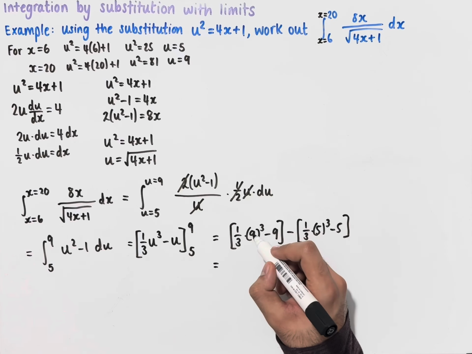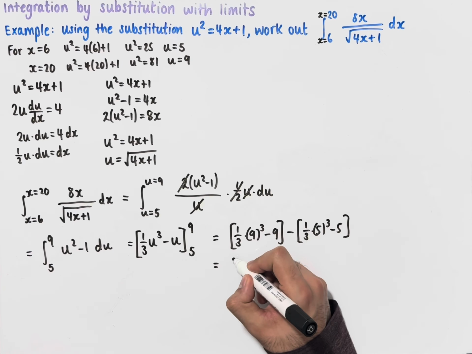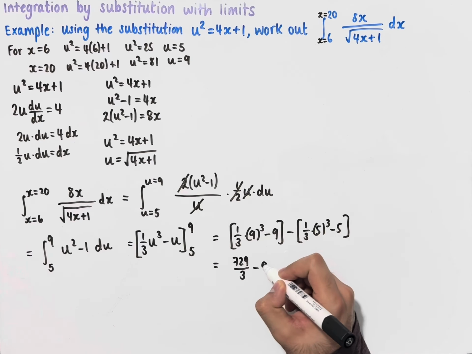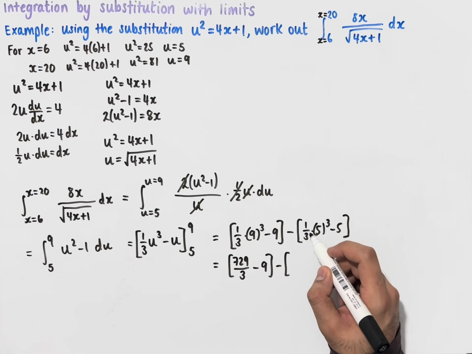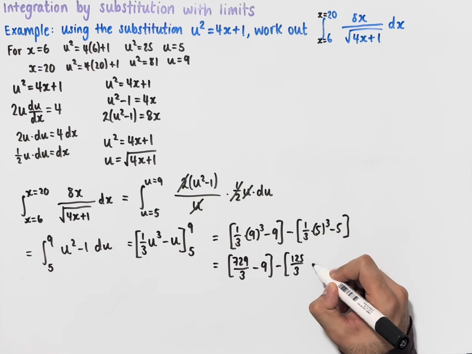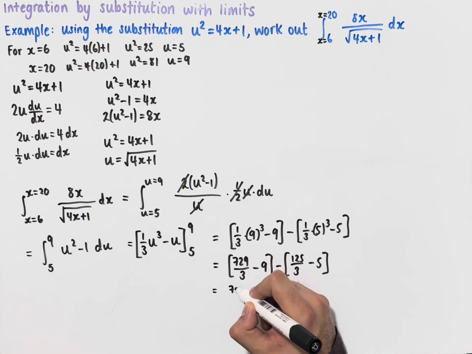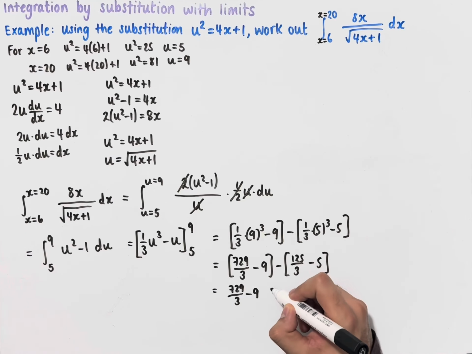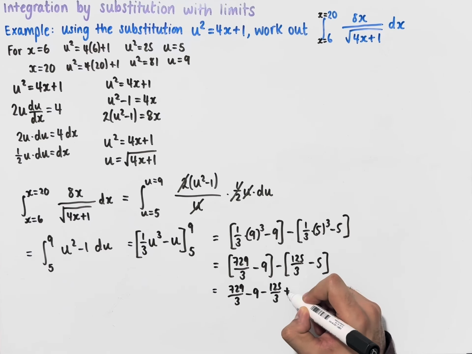So this now becomes 9 to the power of 3, which is 729, times a third, which is 729 over 3 minus 9. And then all of this is subtracted by 5 cubed, which is 125 over 3 minus 5. And so if we expand the brackets out, we end up with 729 over 3 minus 9, and then minus 125 over 3 minus 5, which is plus 5.